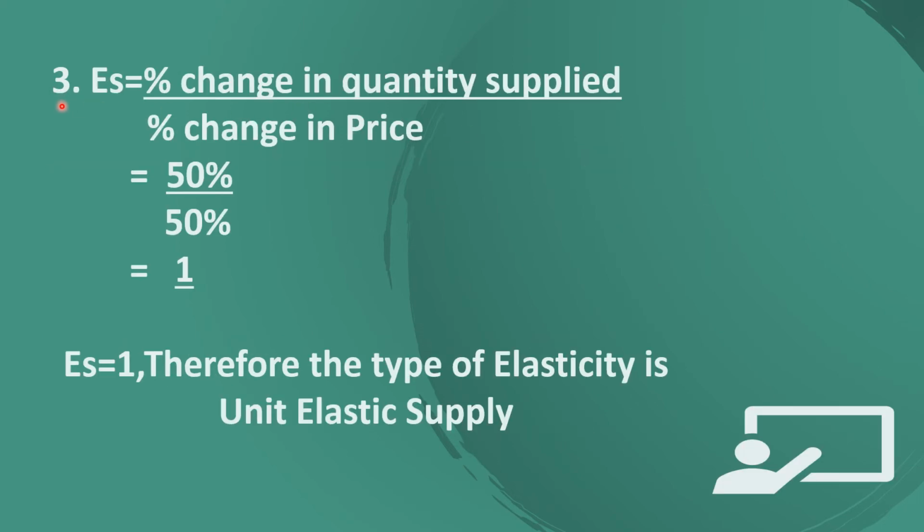The third step, elasticity of supply is equal to percentage change in quantity supplied upon percentage change in price, which is 50% upon 50%, which we found out in the previous slide. When we divide the two, we get 1. So ES is equal to 1. Therefore, the type of elasticity of supply is unit elastic supply. We need to state this at the end of the problem.